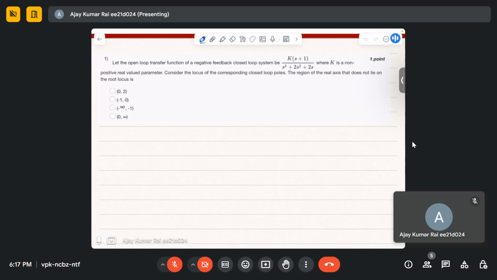First I will write the equation for the transfer function. This is the open loop transfer function: k into (s plus 1) over (s cube plus 2s square plus 2s). It says k is non-positive, so k is less than 0. But the other information we have is that it's a negative feedback system, right?